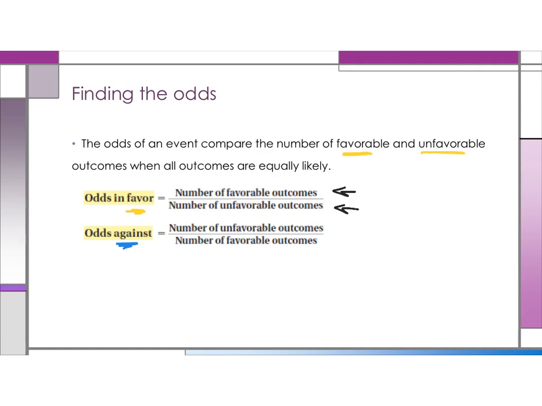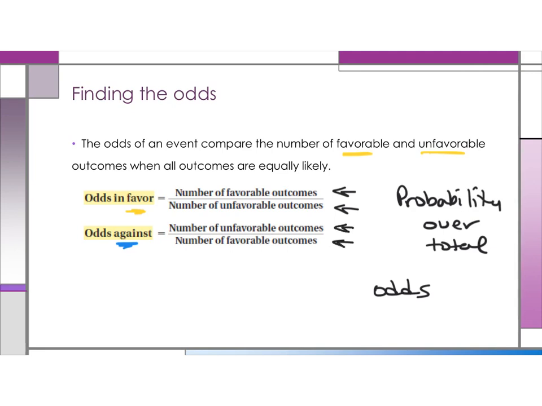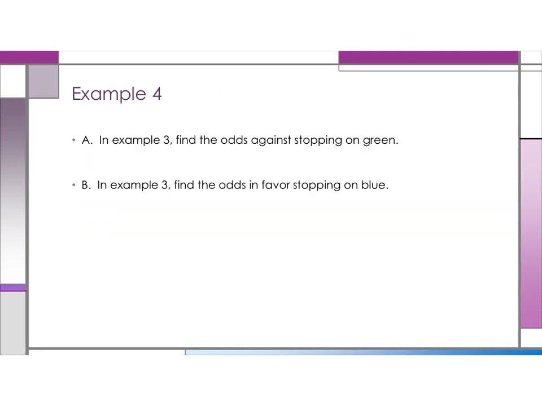So the difference between probability and odds: probability is over the total. The total is always the denominator, whereas odds is not going to be over the total. You're going to split up the count. So let's try an example. Here, for odds against, it's the number of unfavorable over the number of favorable.